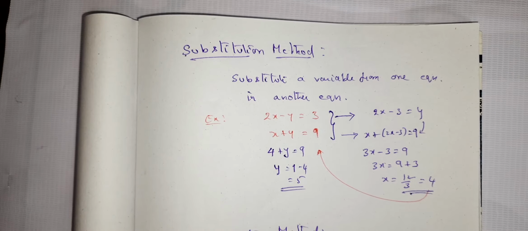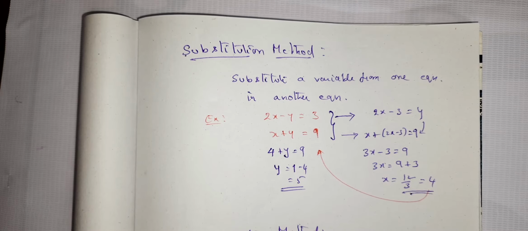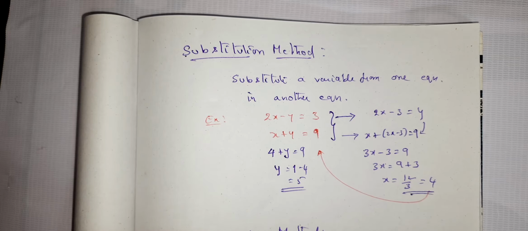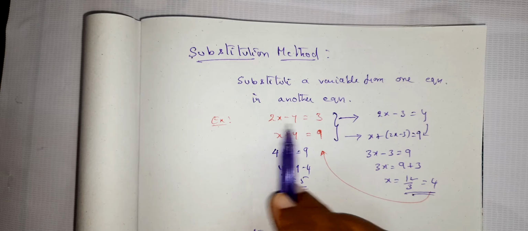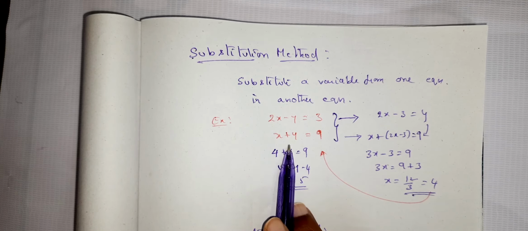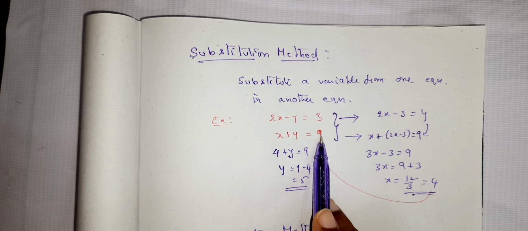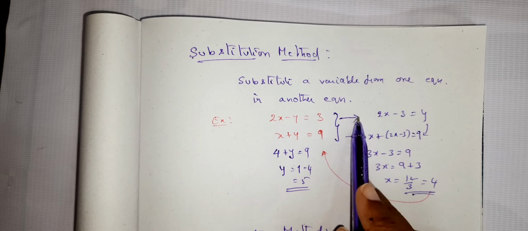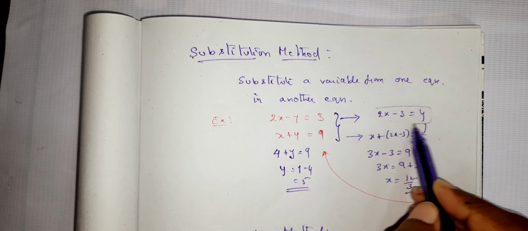After the graphical method, from the graph you can find out which points are common to both equations, and whether they have only one solution, many solutions, or no solutions, as we have seen from the graphs. Now, the substitution method: one variable is determined from one equation and substituted in the second equation. See the example: 2x minus y is equal to 3 is one equation, and x plus y is equal to 9 is another equation. From the first equation you can find y: y is equal to 2x minus 3.